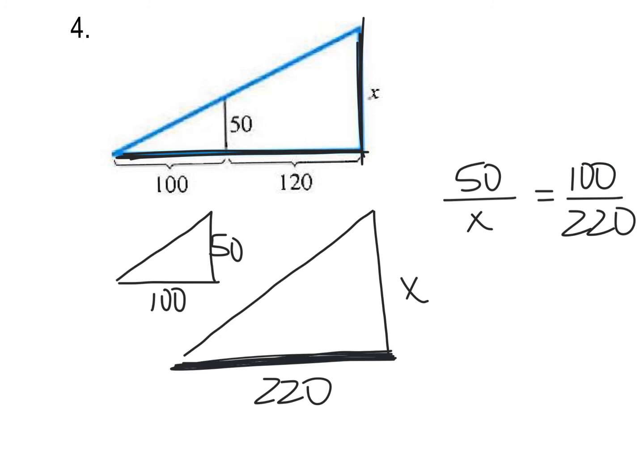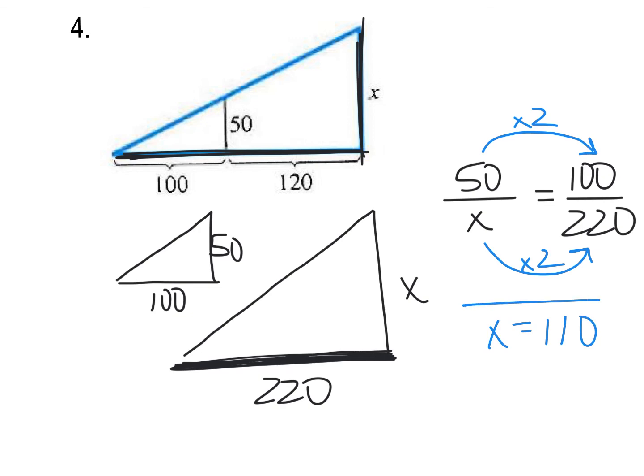There is a shortcut in this one, and it only works if you notice a pattern. But notice how to get from a 50 to 100, you just multiply by 2. So what times 2 gives you 220? Well, that would mean that x equals 110. Also, you could cross multiply that way. This is just a trick if there is a relationship.